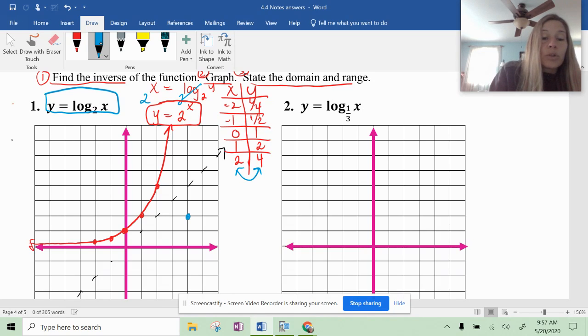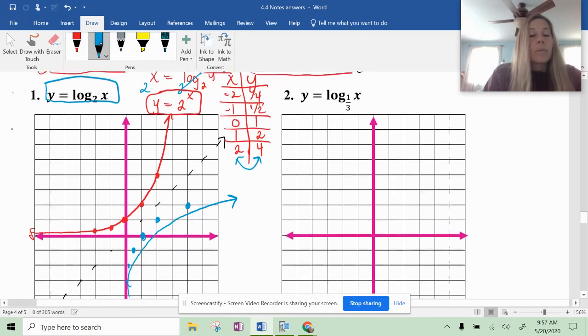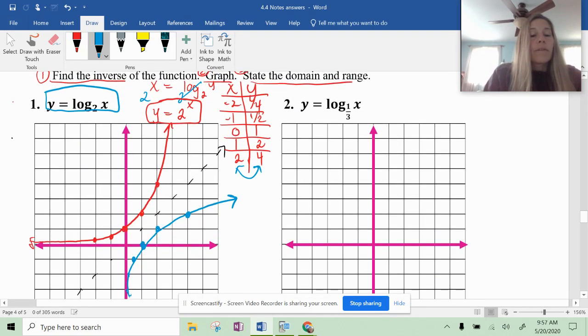And then I'm going to do 2, 1; 1, 0; 1/2, negative 1; and 1/4, negative 2. And then you can kind of see it going like that. So you can see that they are reflections of each other. And that's how you graph it.